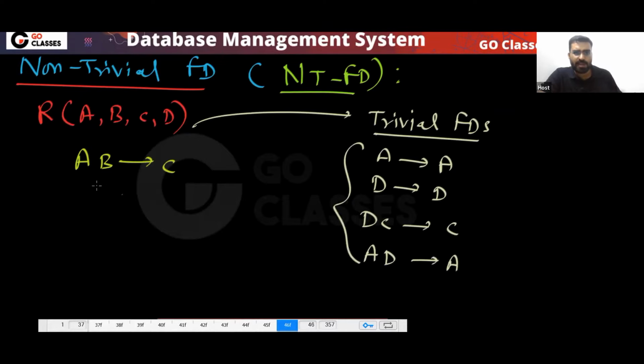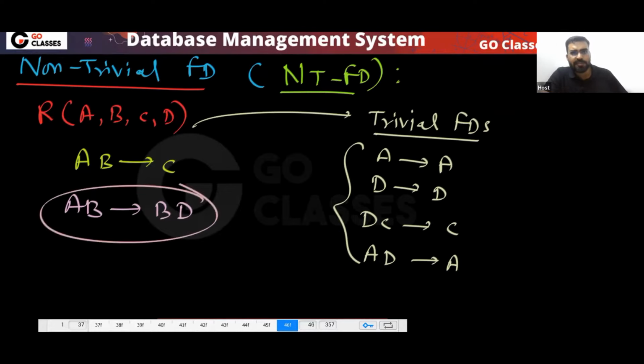Now, what is non-trivial? You can notice this is a non-trivial functional dependency. For example, what about AB determines BD? Is this trivial? So this is not trivial. This is a non-trivial functional dependency.